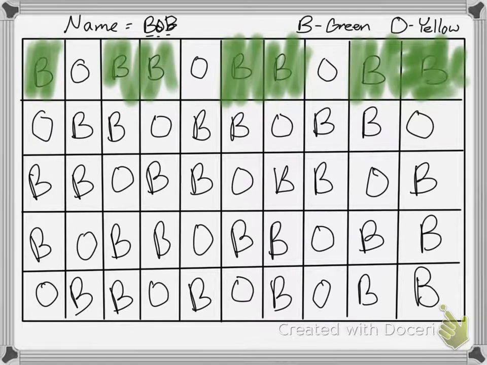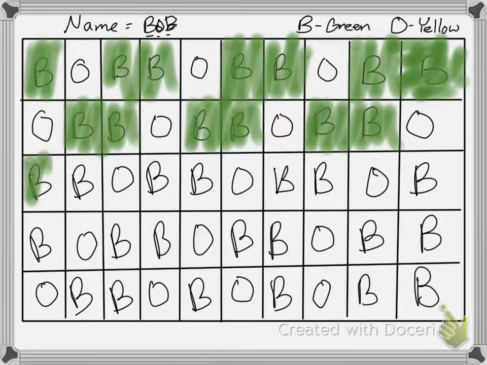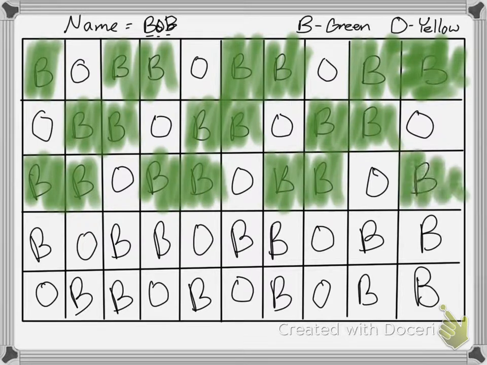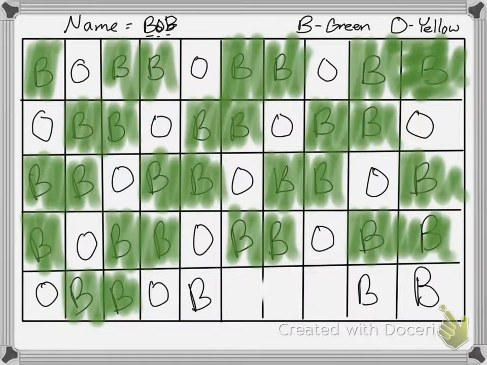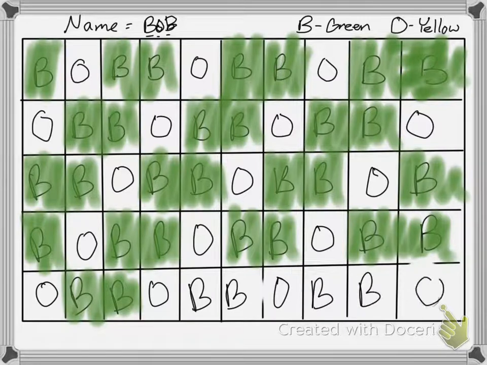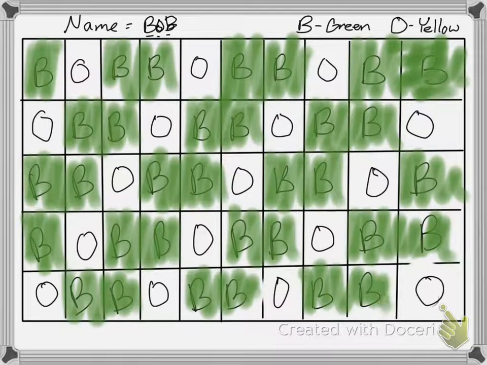Okay. Here we go. And then I will color all the O's yellow. Oh, and I can see here that I made a mistake, because I forgot to put another B here. So that's why it's good to double check to make sure you don't forget. Okay, there we go. Alright, and now I'll color the O's yellow.